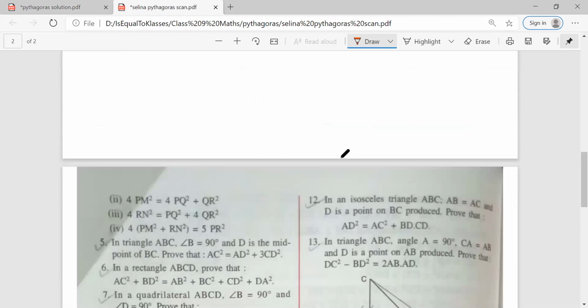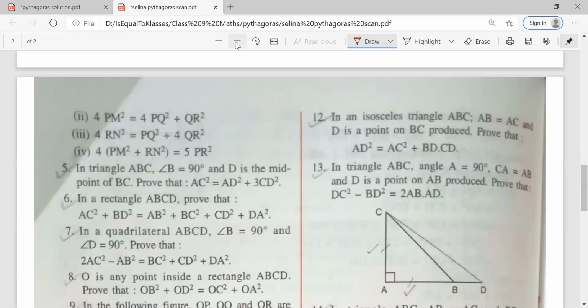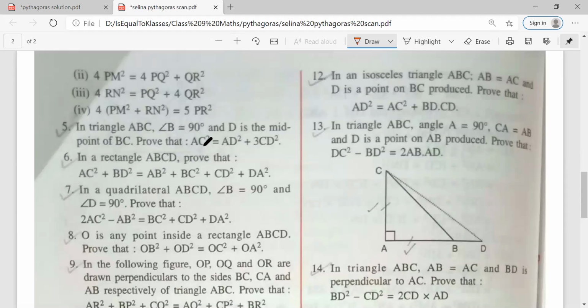Question number 4. Mr. Rudra, have a look at question number 5, 6, and 7. And you need to note down few things. This is a rectangle, so we need to use the properties of rectangle. This is a quadrilateral, no properties are available. This is a simple triangle. So do not try to use this as an equilateral or an isosceles triangle. Try to do question number 5, 6, 7.